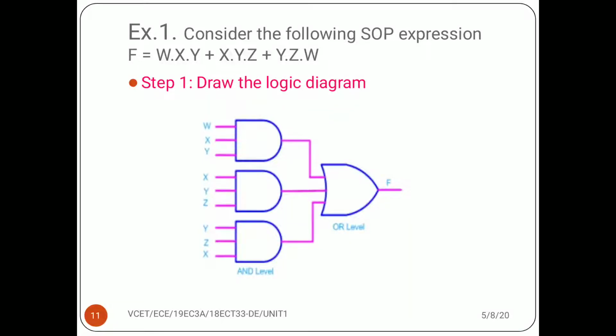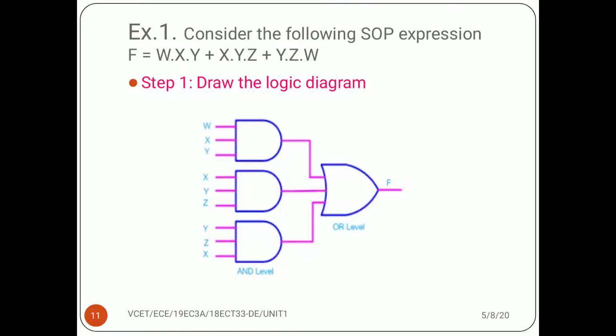Good morning. Today we are going to see how to implement a given logic circuit using NAND gates. So we are going to see one example. Consider the following SOP expression, that is F is equal to WXY plus XYZ plus YZW. For step 1, we have to draw the logic diagram for the given expression.